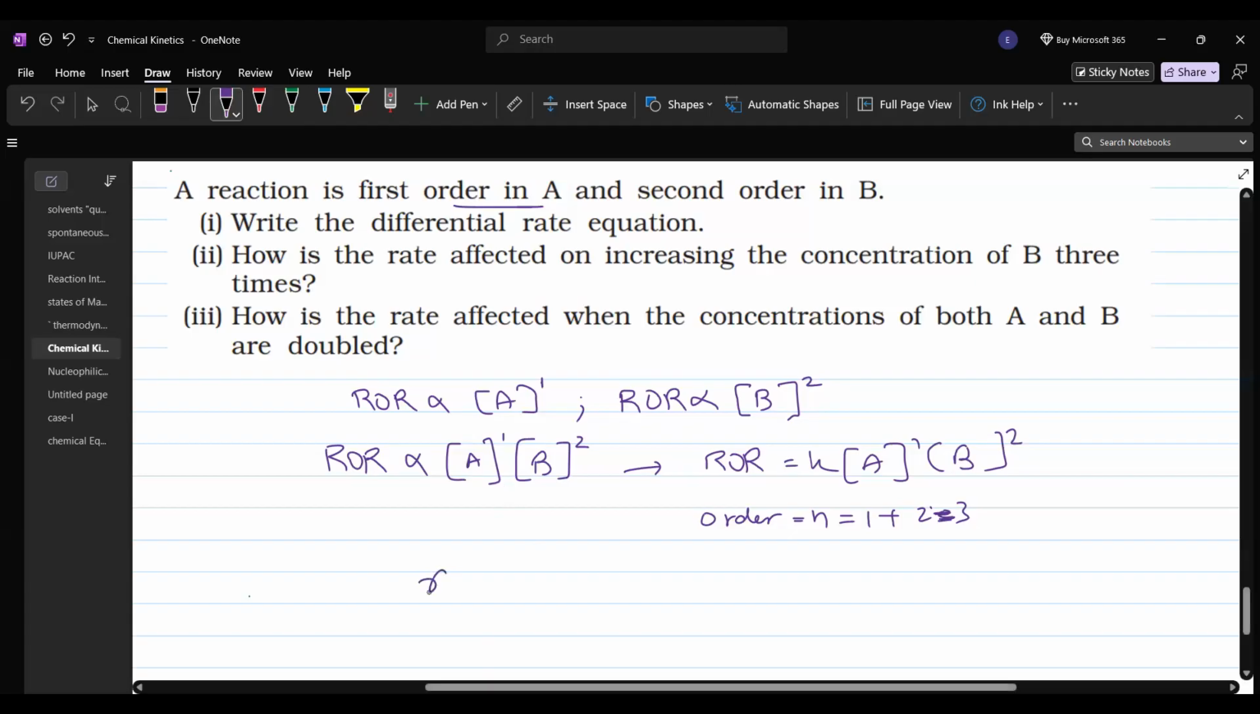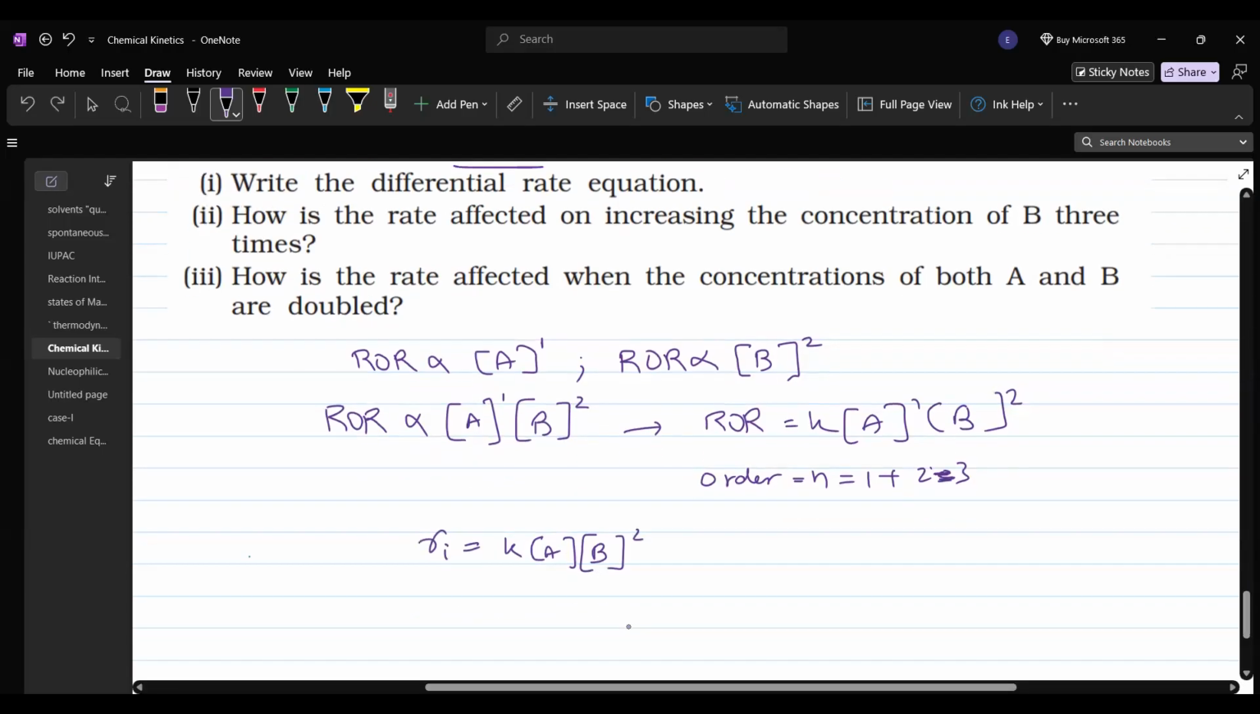So R is, for example, we have R initial as A, B, right? We have R final as, we are taking a ratio of them. R final as K, A. We haven't touched the concentration of A, right? So we will leave it.